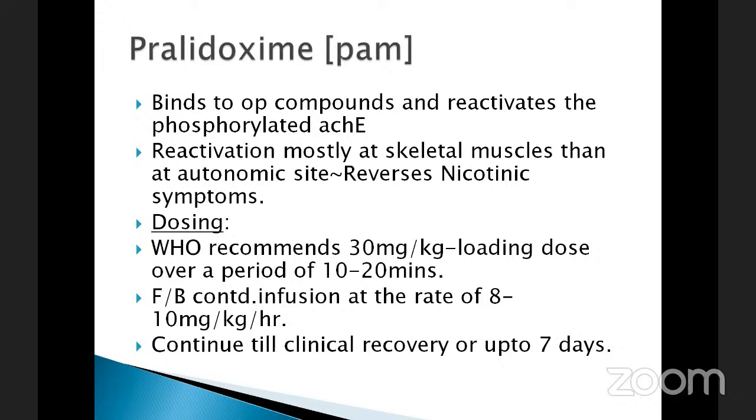Talk a little bit loud. Loading dose is there, sir. Loading dose will be used, sir. Depends upon clinical effect. These infusions can be changed, sir.